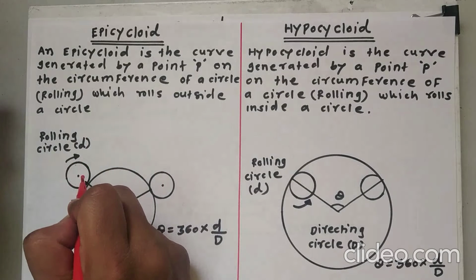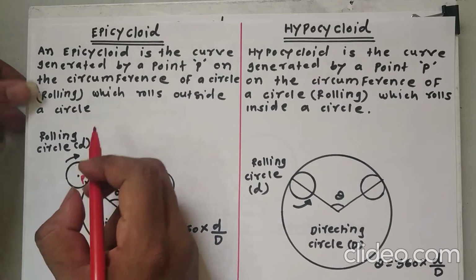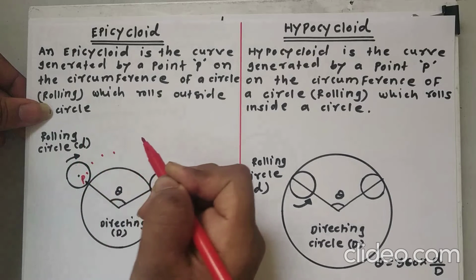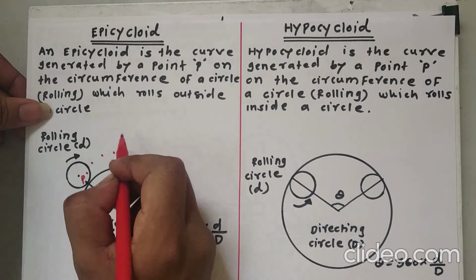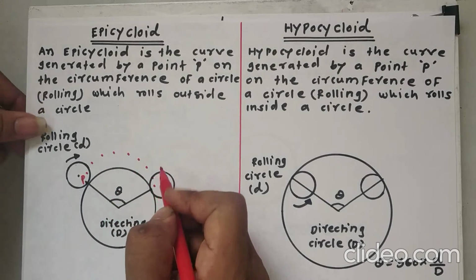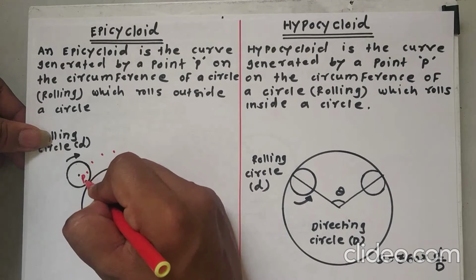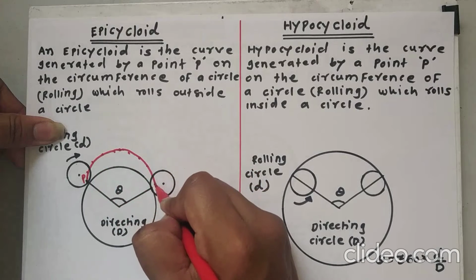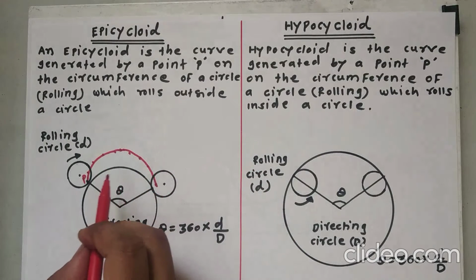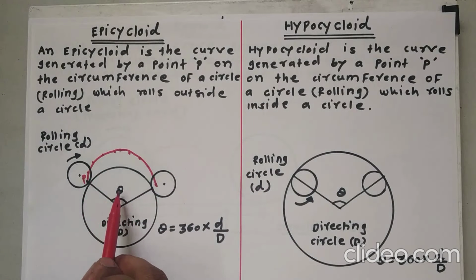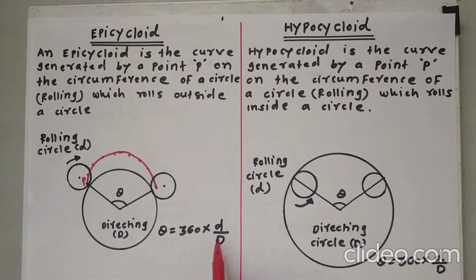When this rolling circle moves in clockwise direction, this point P also starts moving. In the first half revolution, it will gain certain height, and in the second half revolution, it will lose its height. We need to connect all these points. So this curve is called an epicycloid. Now here a question arises: how to calculate this angle theta? So this theta is equal to 360 into small d by capital D.